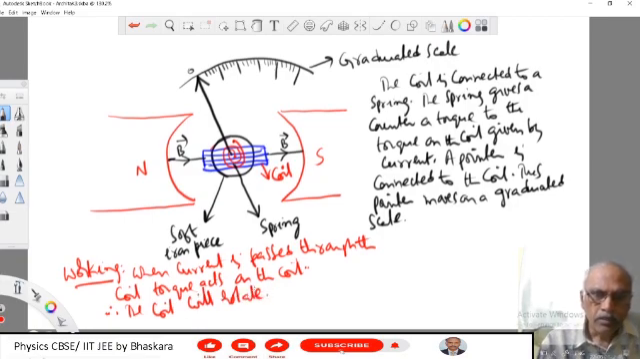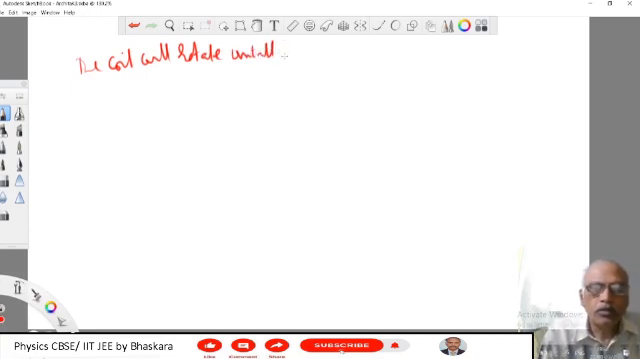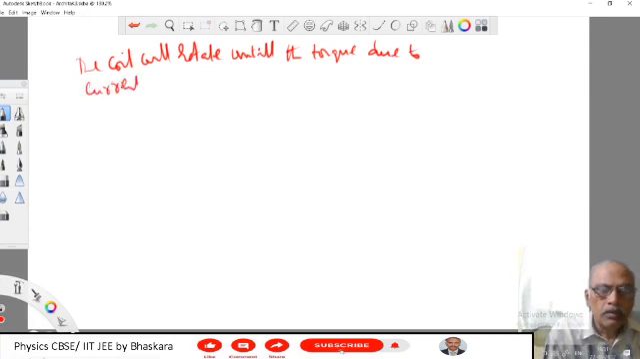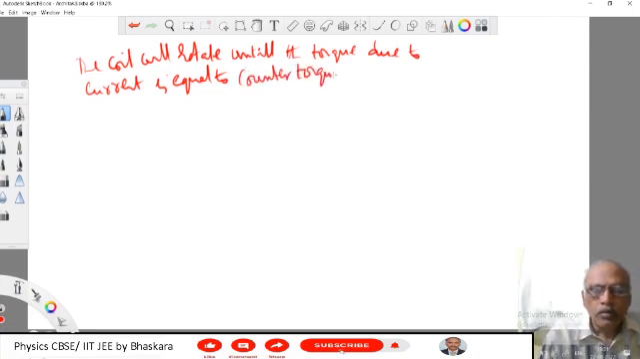The coil will rotate until the torque due to current is equal to the counter torque given by the spring.